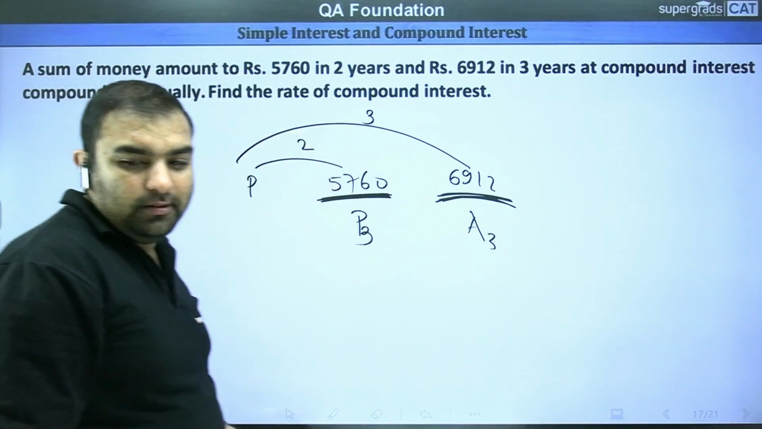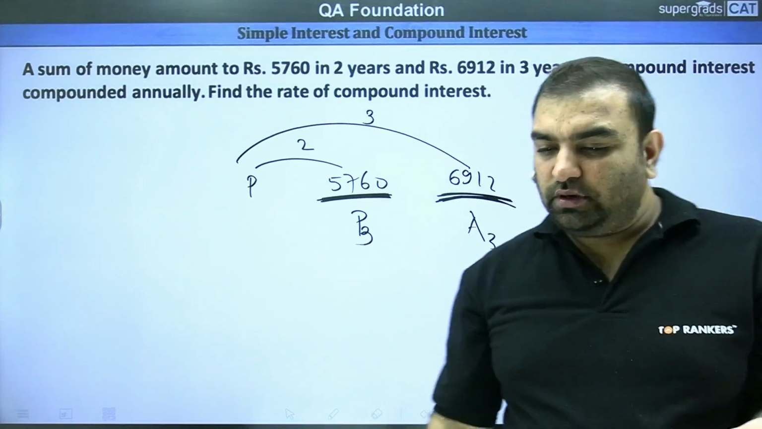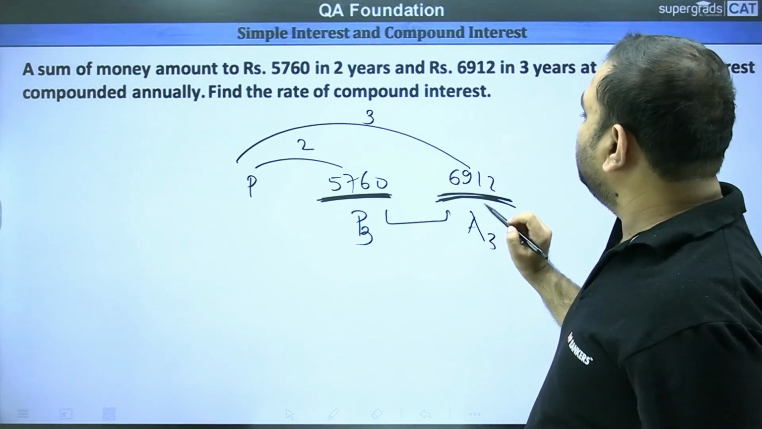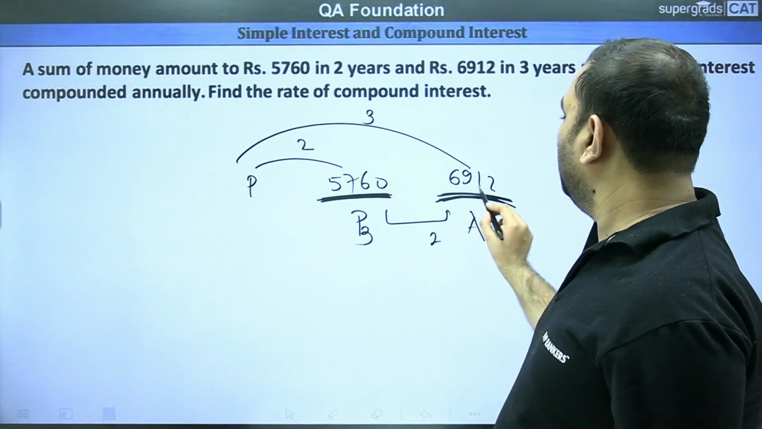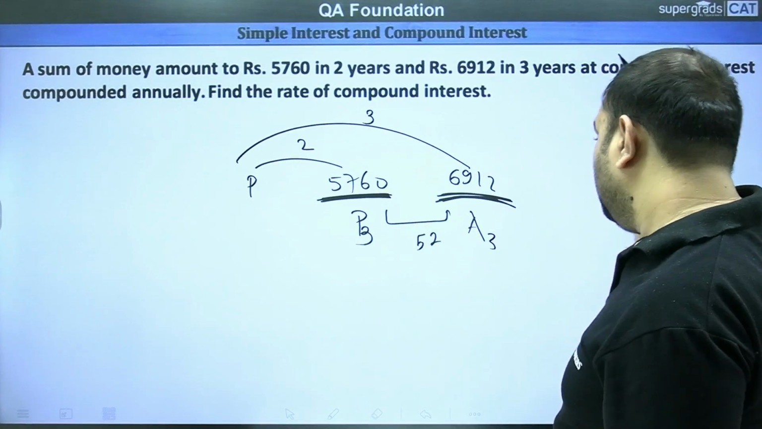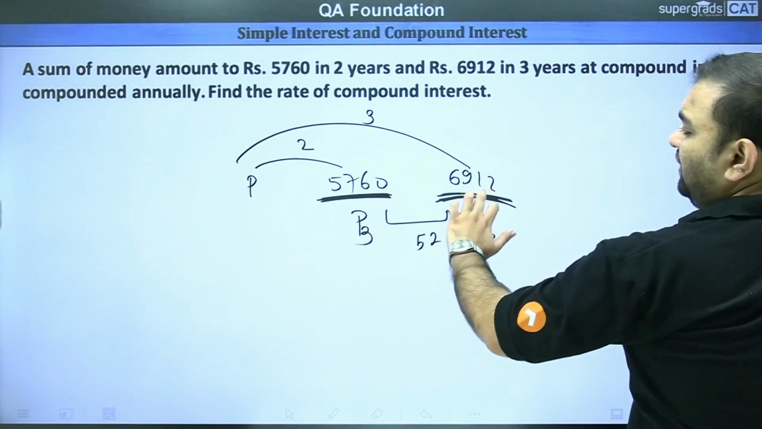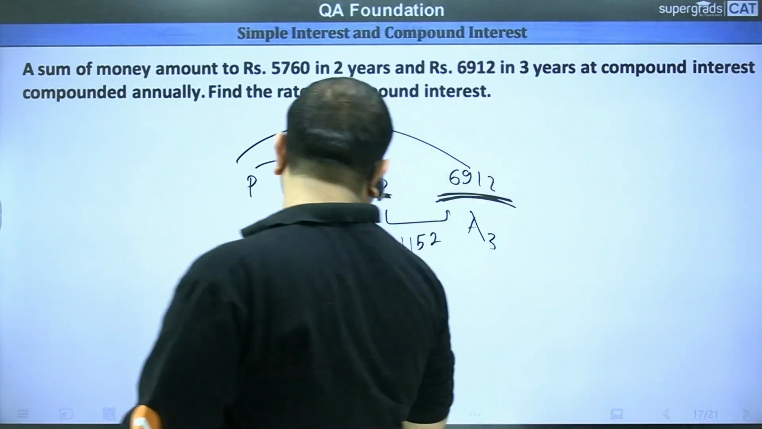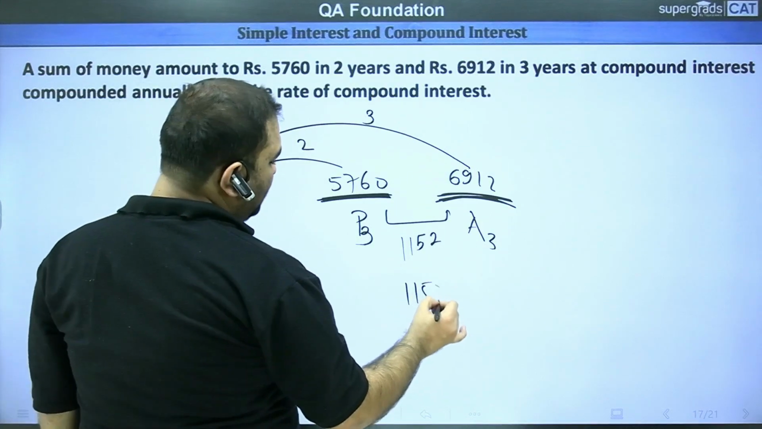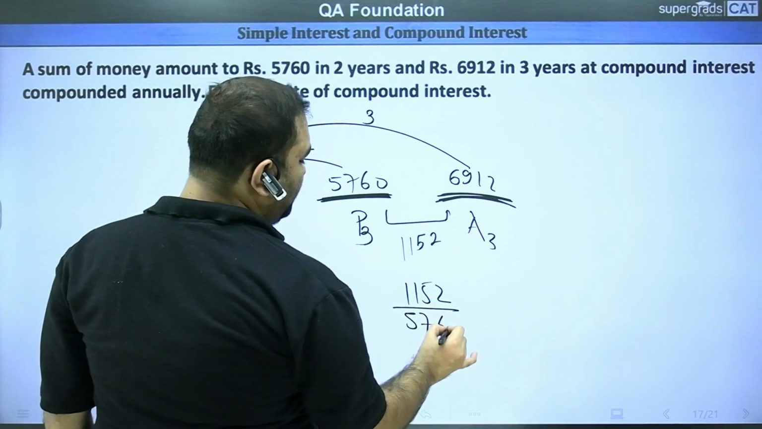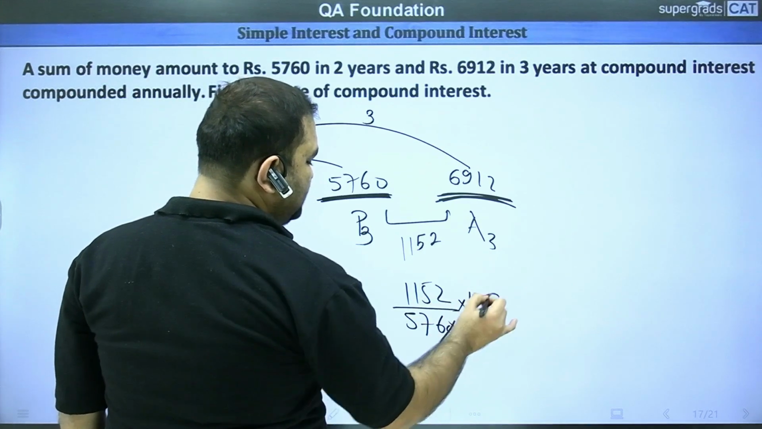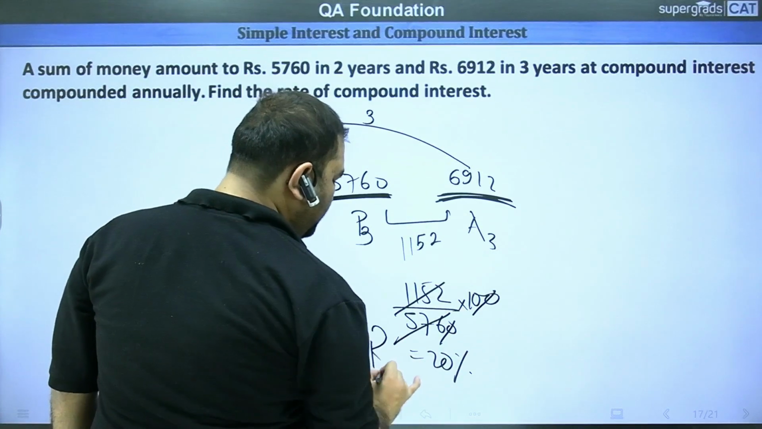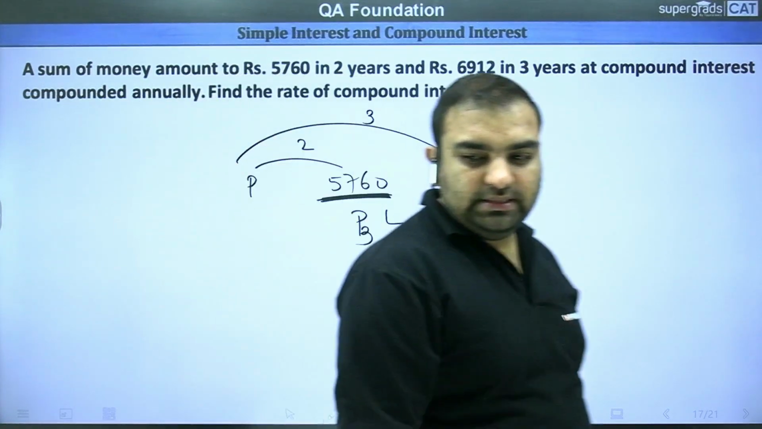Obviously. So we can calculate what is the change, how much interest you got during this particular year. 6912 minus 5760 is 1152. So 1152 interest you have obtained on 5760 rupees. Just calculate what percentage it is. It is 20%. So rate is 20. This is the way you need to calculate. It's making it very easy.